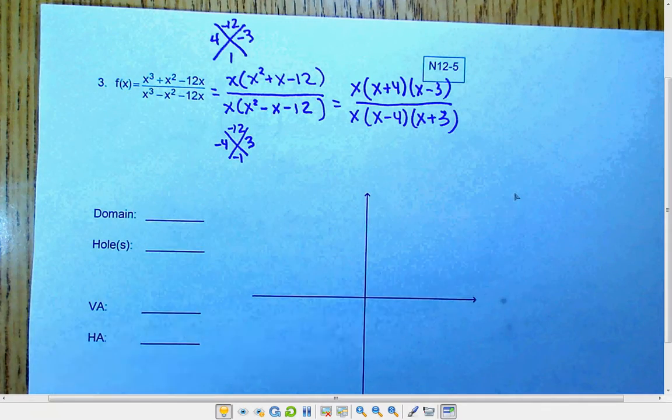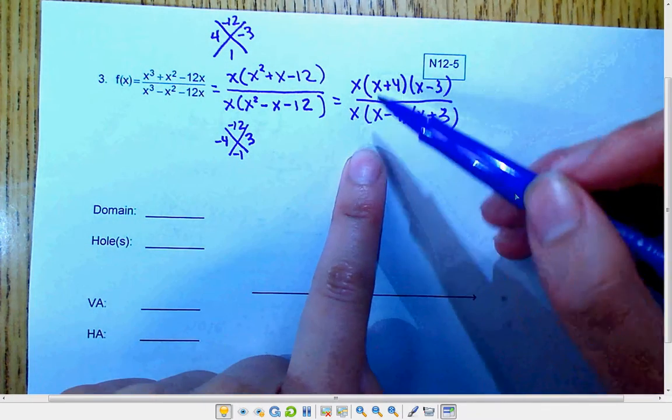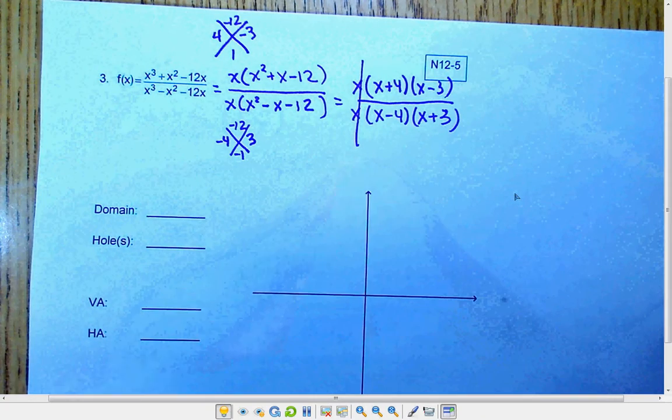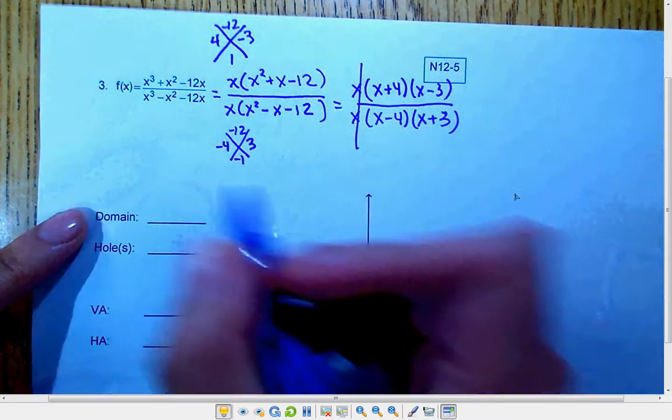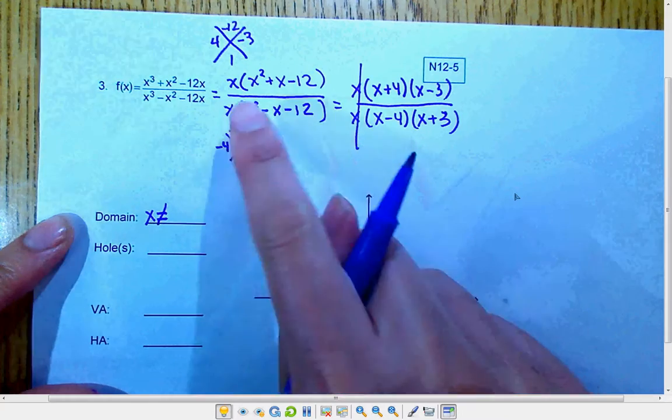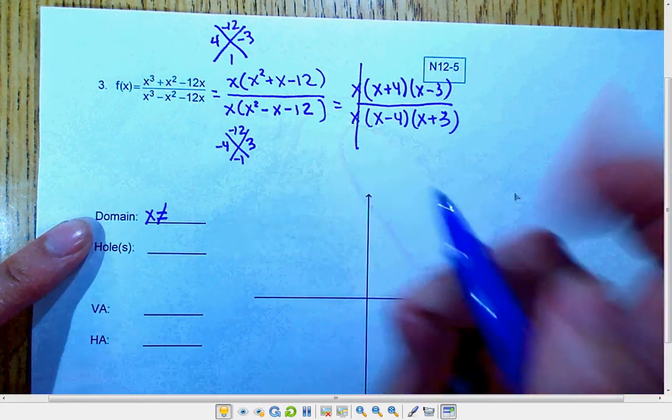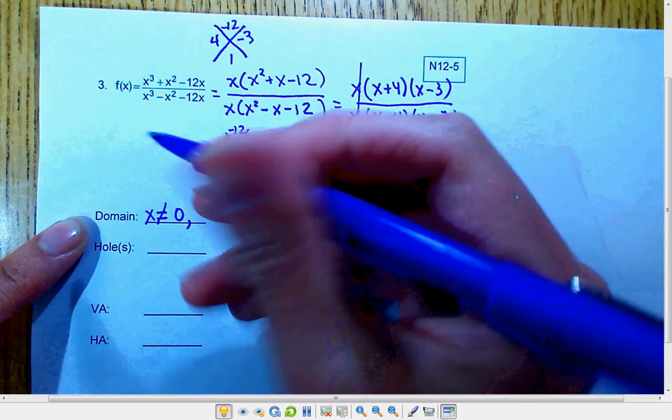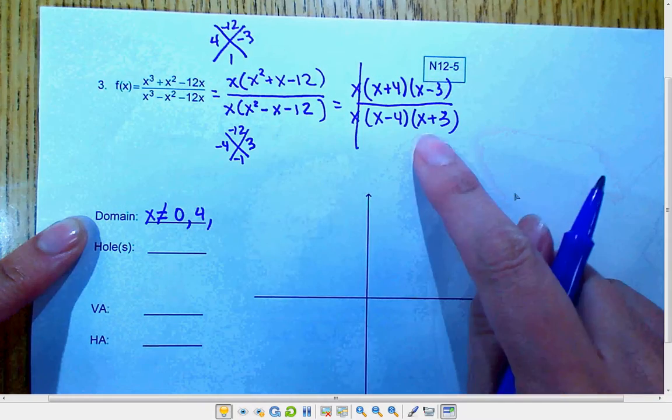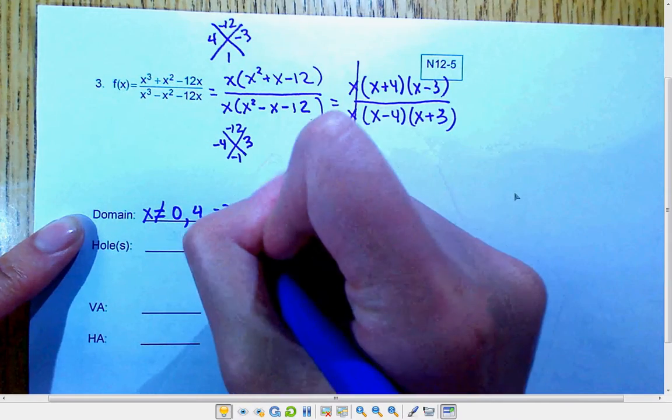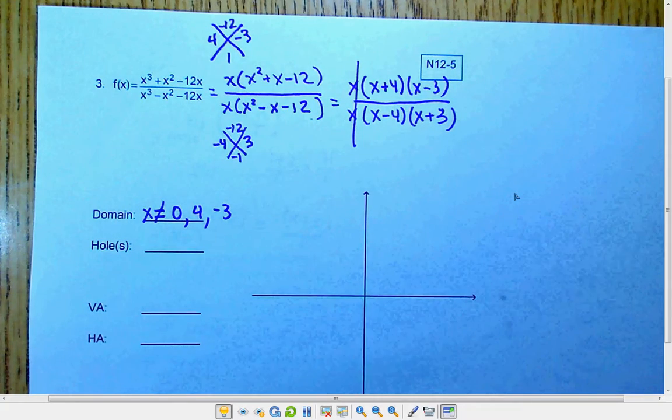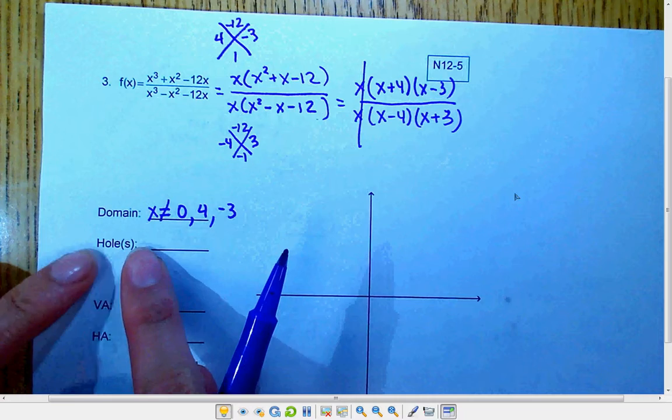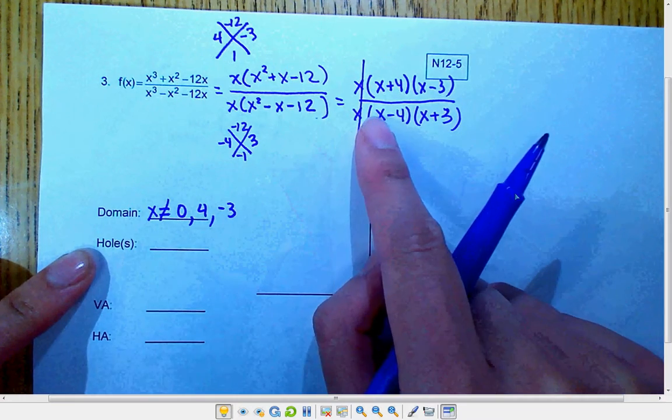So clearly, you can see our common factor, the one that we can cancel out, is this x and this x. So these two can cancel out. For our domain, it's everything in the denominator. So we have x does not equal 0, so 0. x minus 4 doesn't equal 0, so that gives us a positive 4. x plus 3 is going to give us a -3. So all three of these are excluded from our domain. But the common factor, the one that we can cancel out from both top and bottom, is going to tell us where the hole in the graph is. So that one is at x equal to 0.